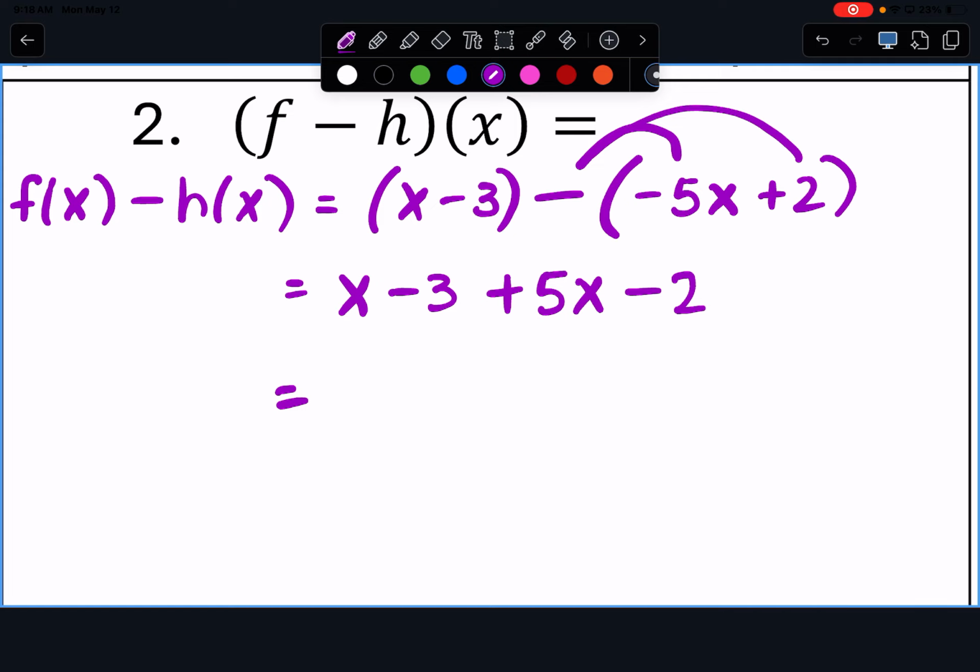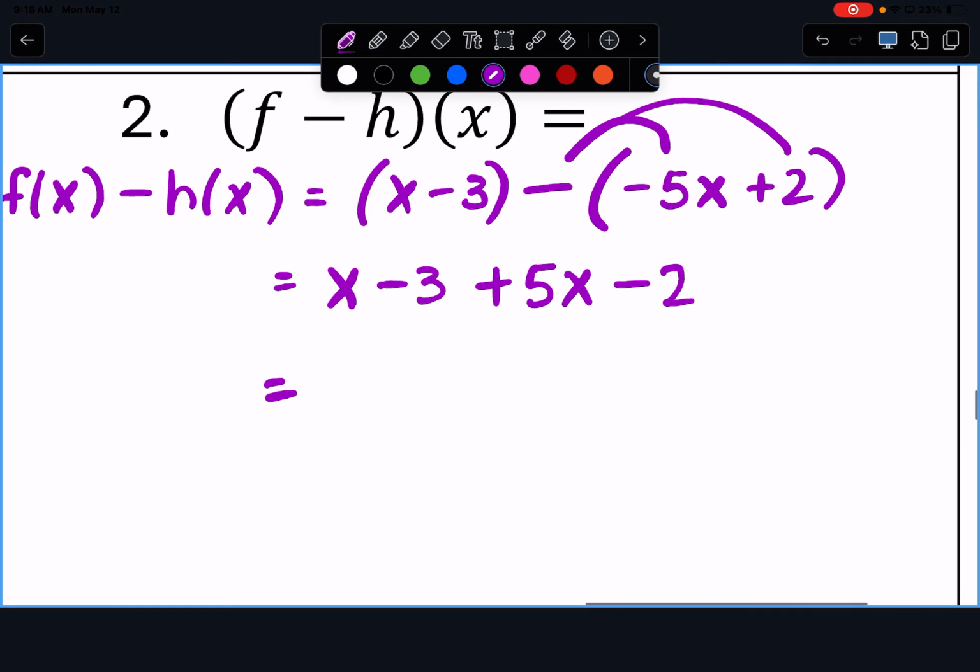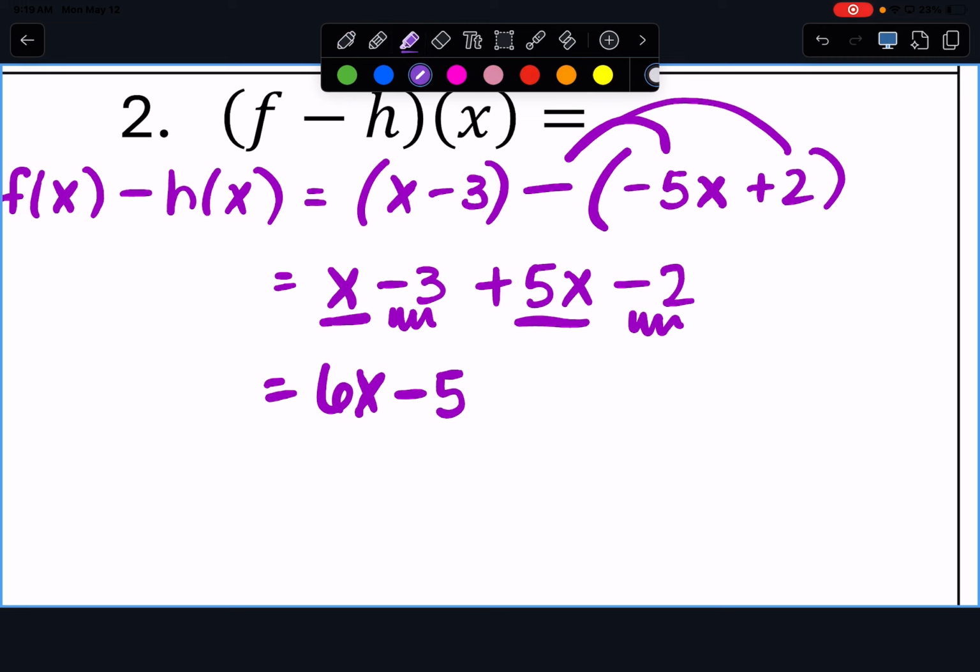So which term needs to go first? The x. The x. Does x have any like terms? Yes. What? 5x. What is x plus 5x? 6x. Then our constant, does negative 3 have any like terms? Yes. What is negative 3 minus 2? -5. So that right there is our answer.